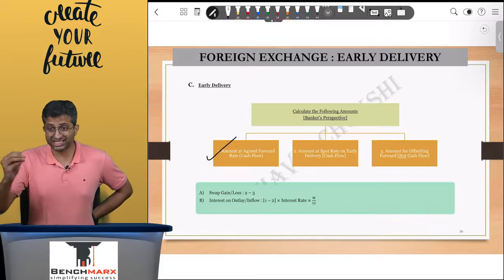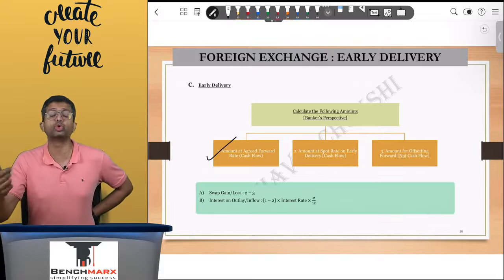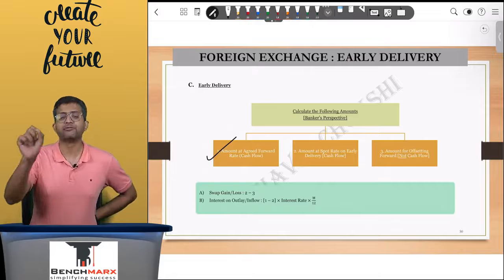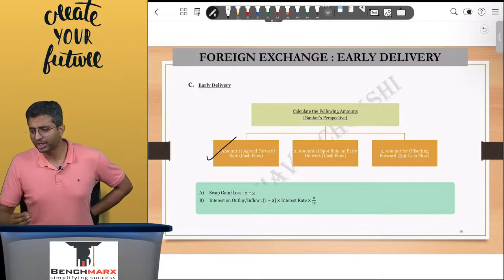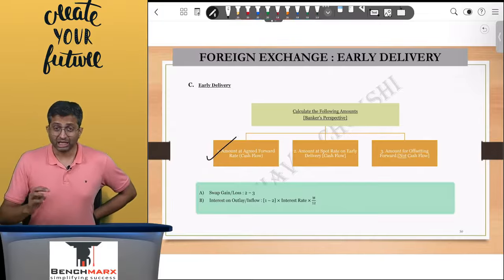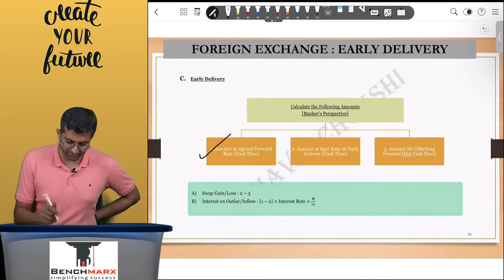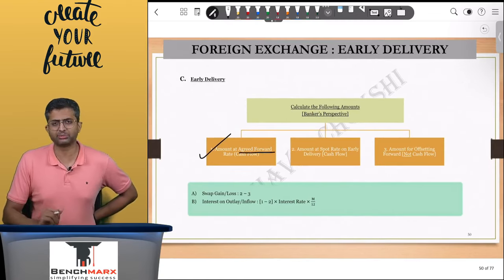First, cash flow. This is your actual movement of cash. You have to do the evaluation from the banker's perspective, because FEDAI has given the rules based on the banker's perspective. You find the amount that you have to pay in dollars into the agreed forward rate. So this is based on the agreed forward rate. This is point 1. Just keep that in mind.